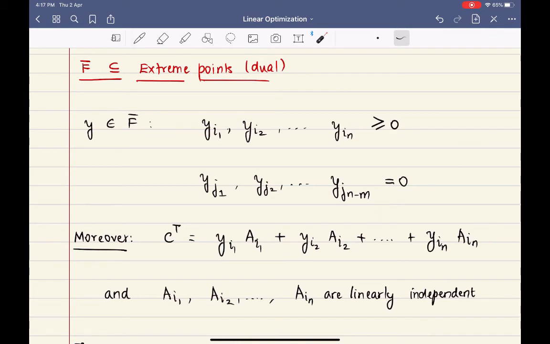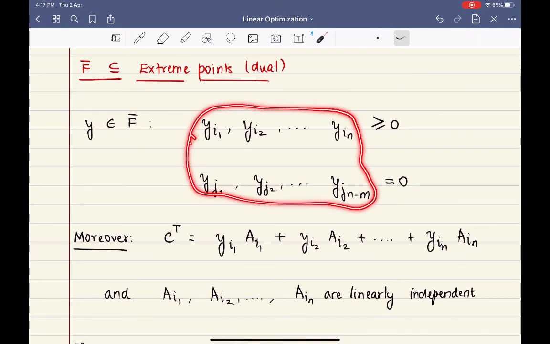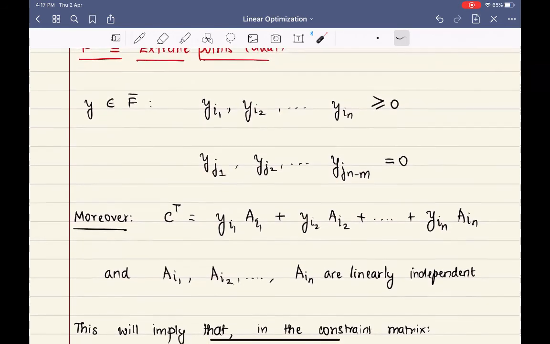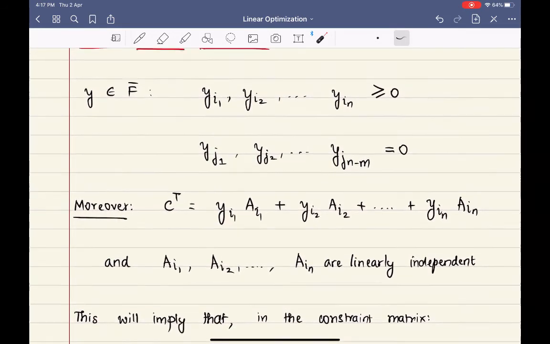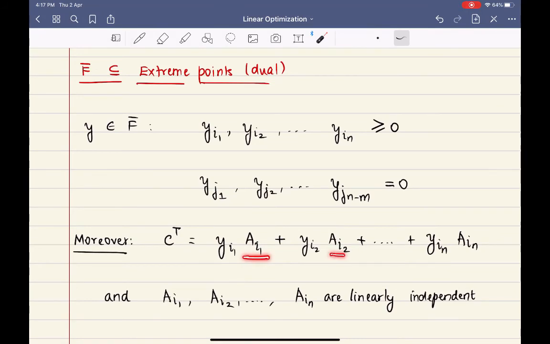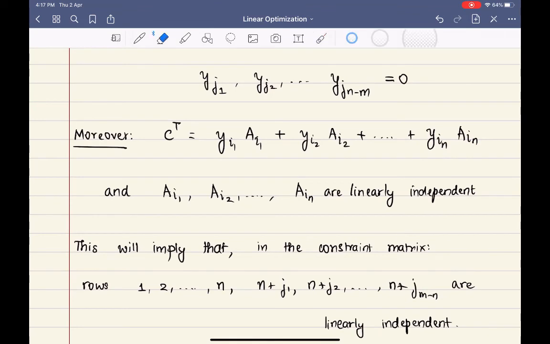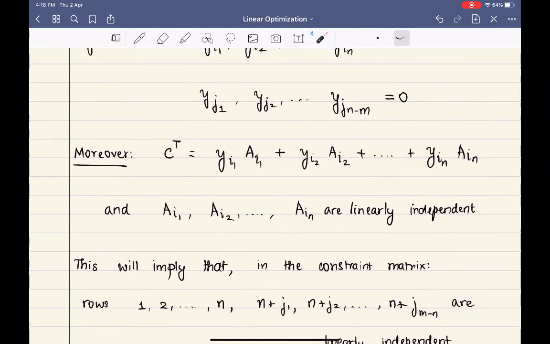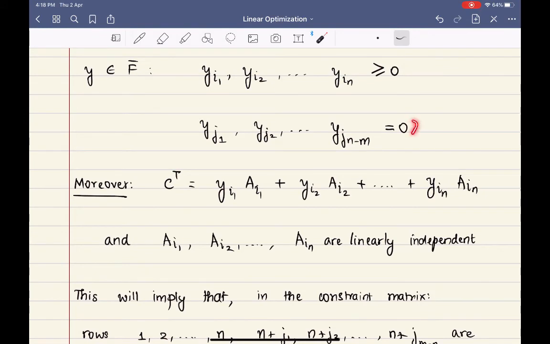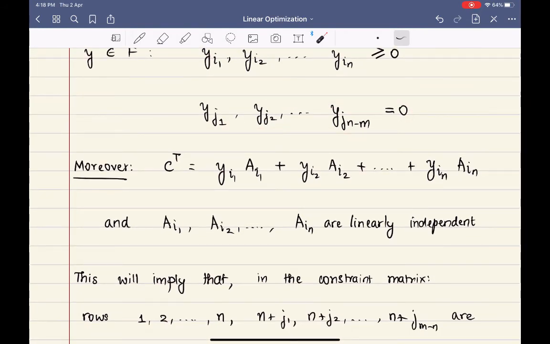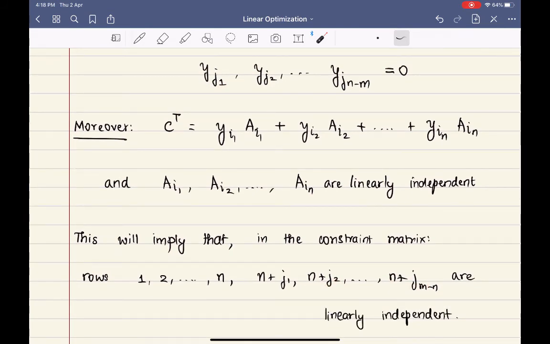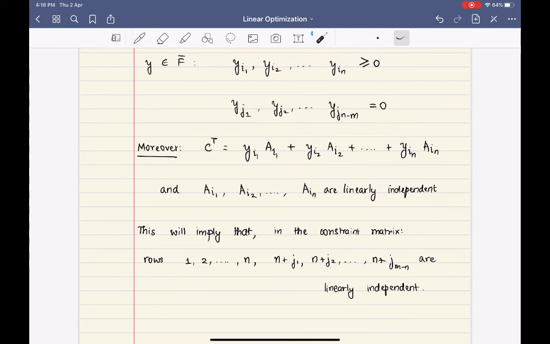Now we want to say that this particular point is an extreme point of the dual. The fact that these ai are linearly independent will imply that in the constraint matrix, the first n rows along with the rows corresponding to the yi's which are 0, as in n plus j1, n plus j2 till n plus j m minus n, will be linearly independent. So I will draw the picture in the next slide.